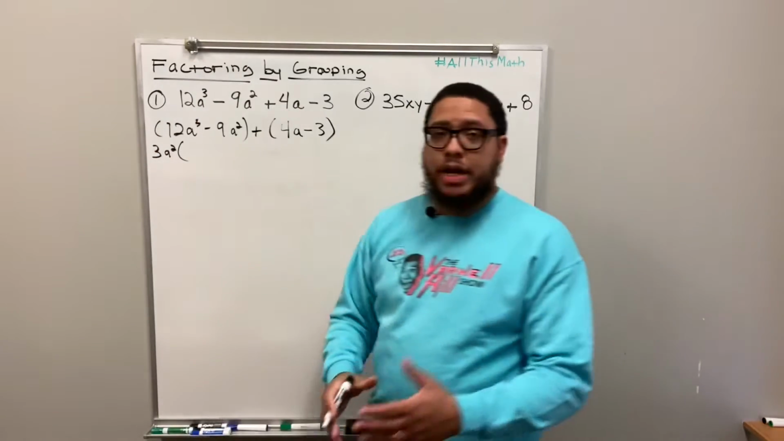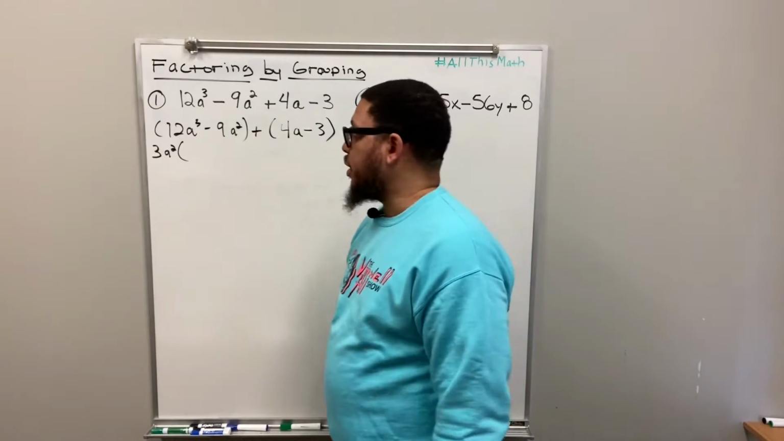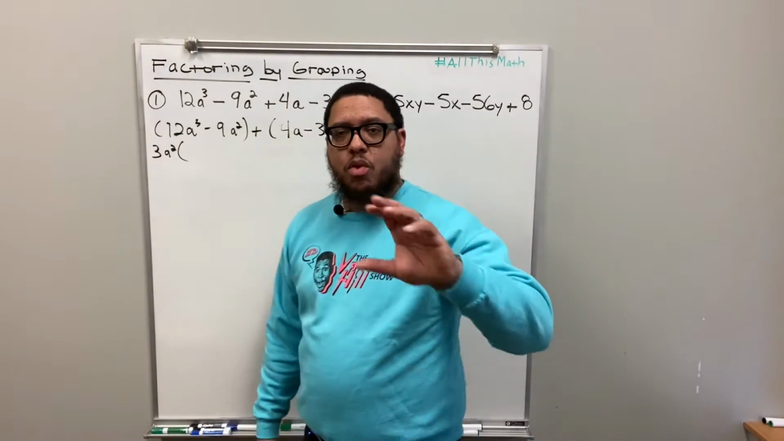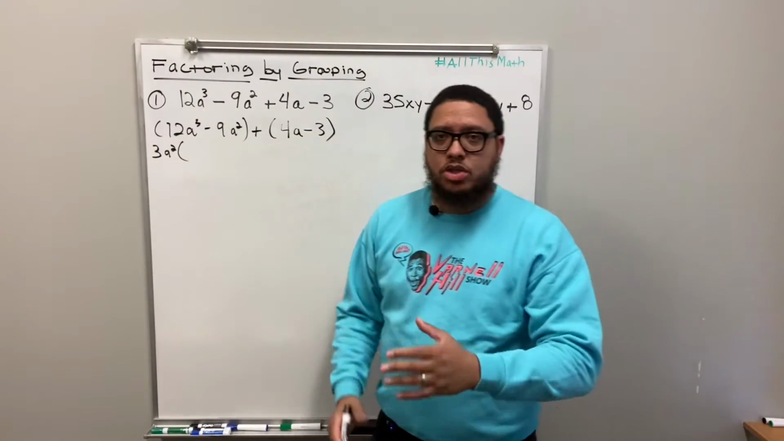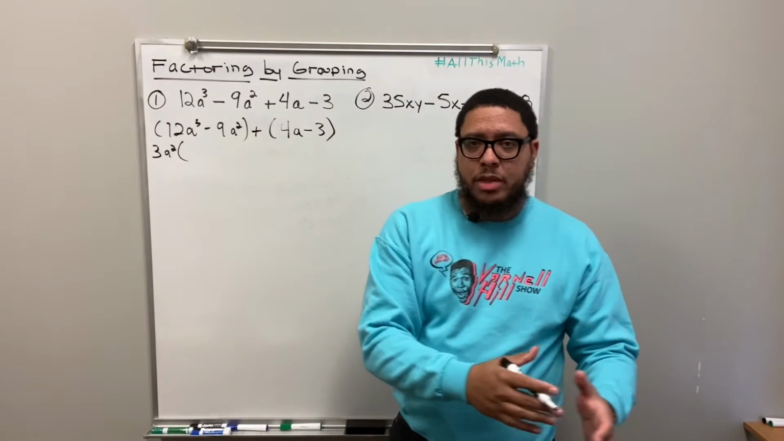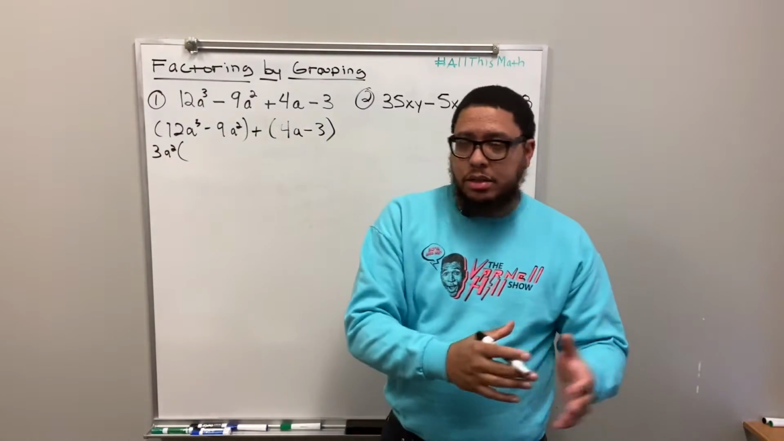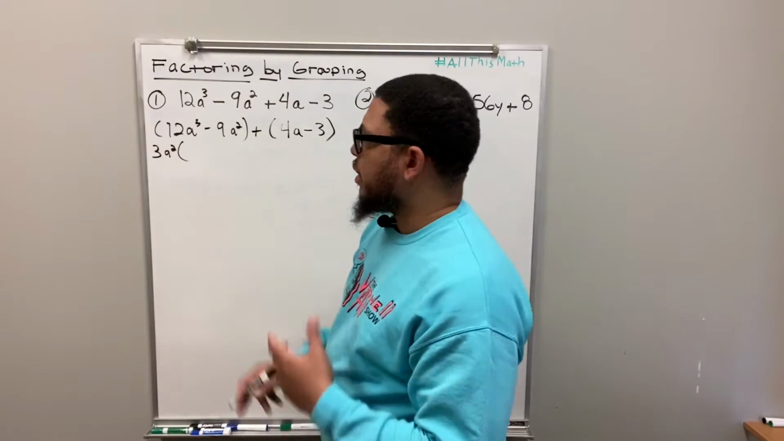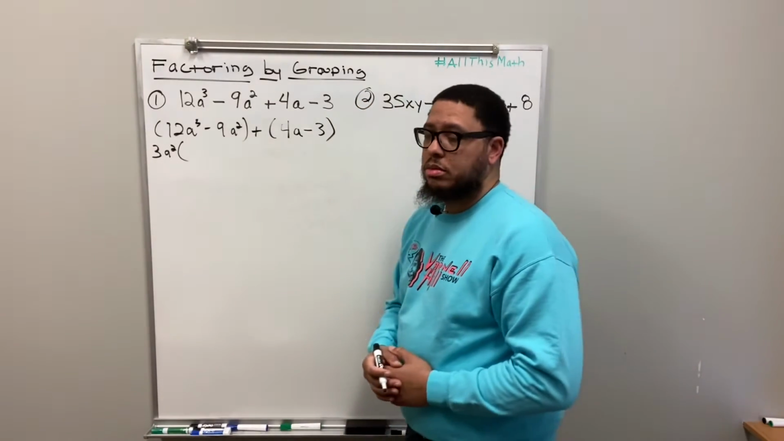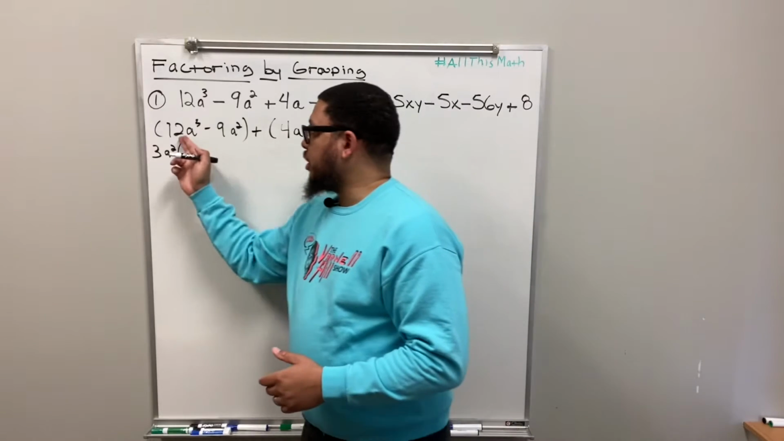Then, like I said, we write parentheses next to the 3a squared. Then we've got to figure out what goes inside the parentheses. So we have a GCF outside, and then we have 2 terms that are going to go inside. How do I know it's going to be 2 terms, though? Because there were originally 2 terms.